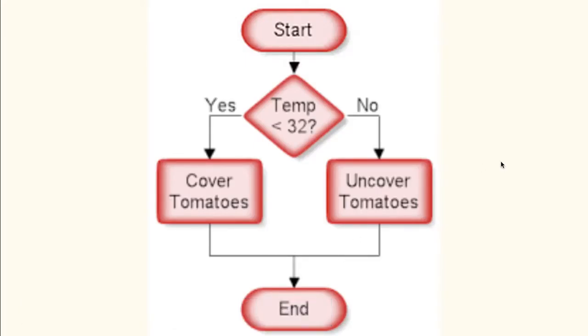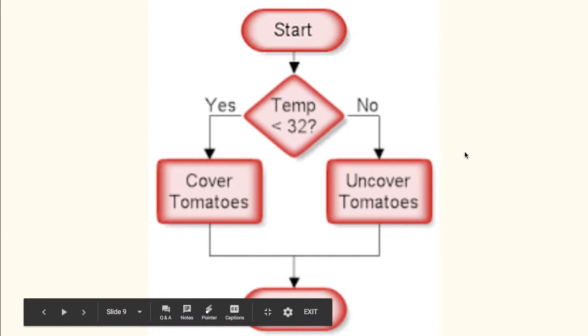Here's another example, very simple. We have our start terminal, a decision rhombus that asks if the temperature is less than 32 degrees. This is for covering tomatoes in your garden. So if the answer is yes, you will cover your tomatoes because it's going to be cold. If the answer is no, then you'll keep them uncovered, and that goes to the end.